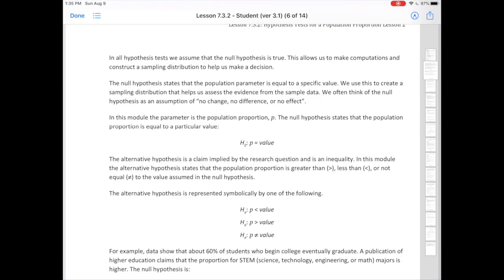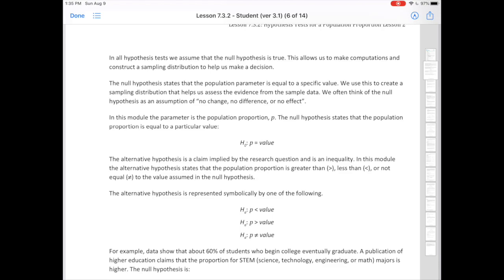We're going to do a lot of practice in this section about how to construct null hypothesis versus alternative hypothesis. But the idea is that the null hypothesis is always assuming that things are normal, that nothing has happened or changed. In this module, the parameter is the population proportion P. So every problem that you do in this section is going to have a P involved.